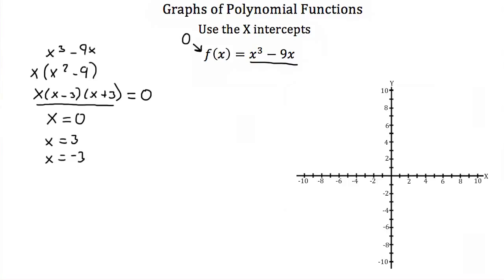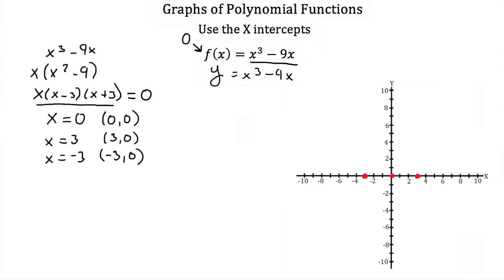Now remember, this equation is set to 0. And if we thought of this as y is equal to x cubed minus 9x, that would mean y would be equal to 0. And that makes each of these values we found an x-intercept, because y is equal to 0. So we would have the points (0, 0), (3, 0), and (negative 3, 0). And we can plot those points. (0, 0) is right here. (3, 0) is right here, and (negative 3, 0) is right there.